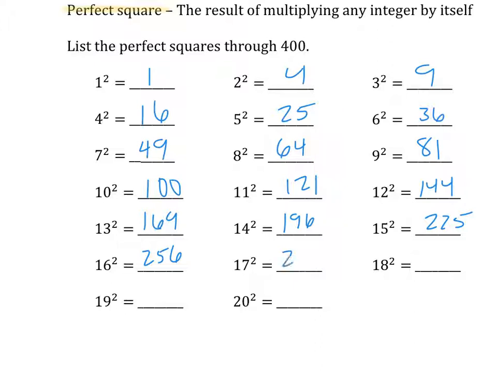17 squared, 289, 18 squared, 324, 19 squared, 361, and 20 squared is 400. So that's all of our perfect squares through 400. Make sure you can locate the squared button on your calculator so that you can figure out these squares later if you do not know them.